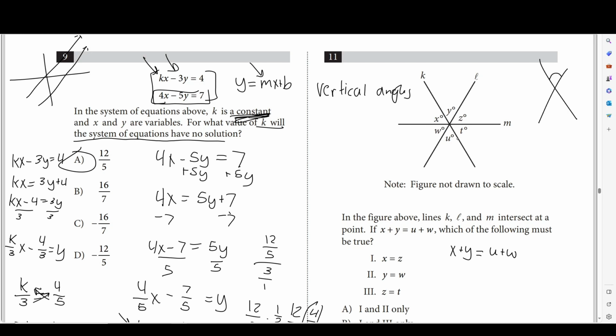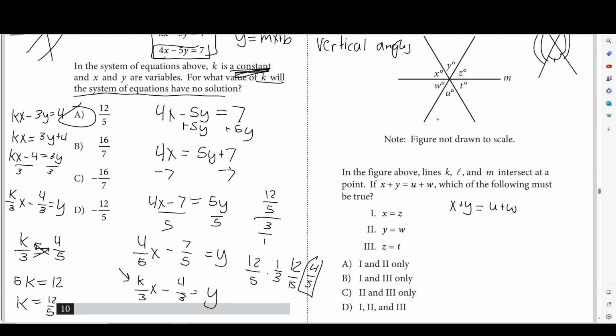So what that means is, in this example where I have this line, this angle and this angle are both going to be equal to one another, the same way that this angle and this angle are going to be equal to one another because they're opposite. So keeping that definition in mind, I know that y and u are equal. So y is equal to u. I know that x is equal to t. I know that w is equal to z. Okay? So perfect.